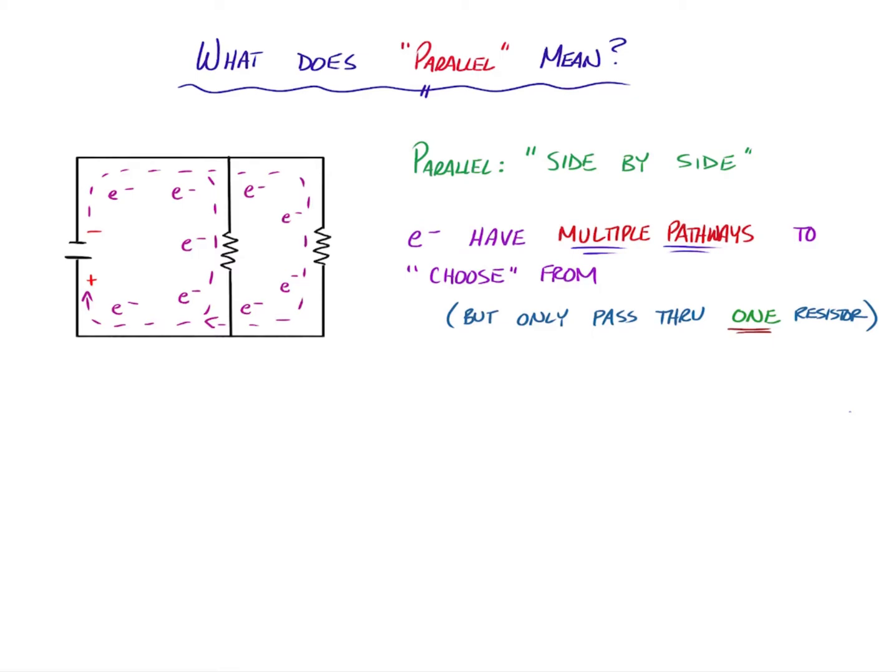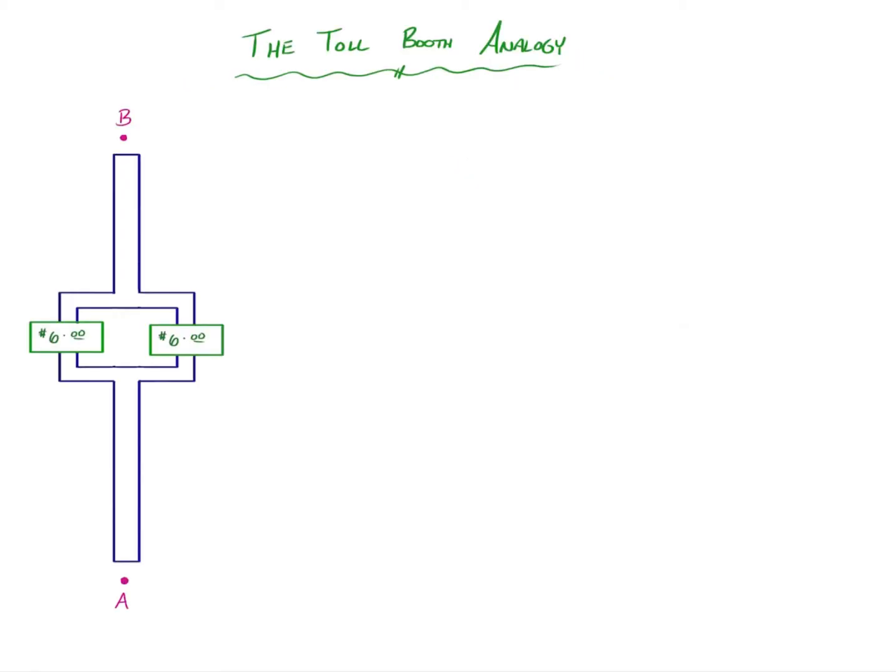In this case, electrons have multiple pathways to choose from, but they'll only pass through any one of those resistors. Kind of like toll booths on a highway where you choose which one you'd like to go through. You don't go through the other ones. You have plenty of choices, but you will only choose one. So to segue off of that, we have the toll booth analogy as it pertains to parallel arrangements.